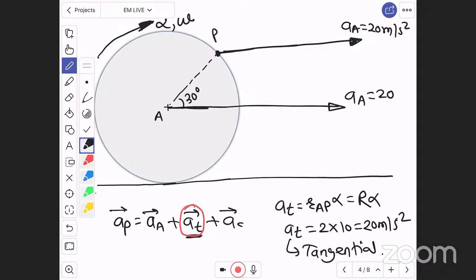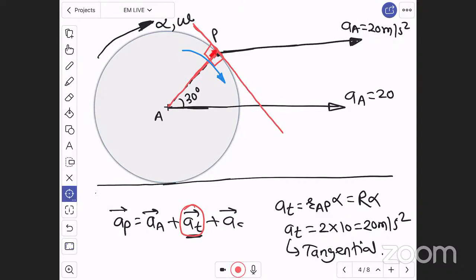At the point P, my dear students, draw a tangent. The tangent at point P is like this, and this tangent is always perpendicular to the radius. Tangent is always perpendicular to AP, that is the radius. This wheel is rotating in clockwise direction, which means with respect to A, point P is going in downward direction because of rotation.